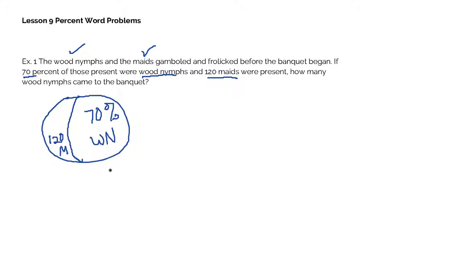We don't know how many wood nymphs there are. But we know that 70% were wood nymphs. So that means to complete the circle, 30% of the total would be the maids. So we would say 30%, so we change it to a decimal, 30% of the total equals 120. So we would just divide that. We would get the total number of people.